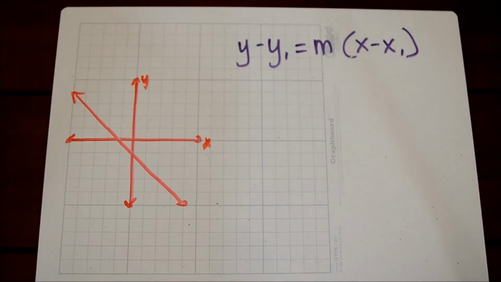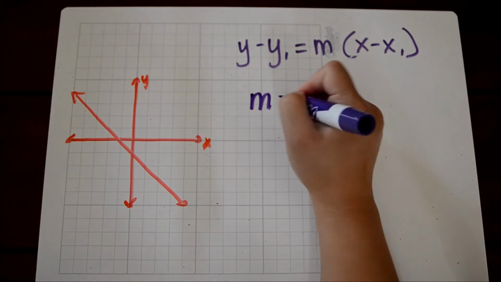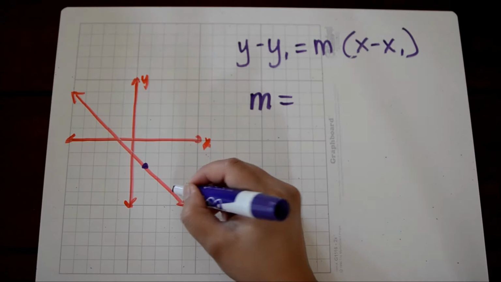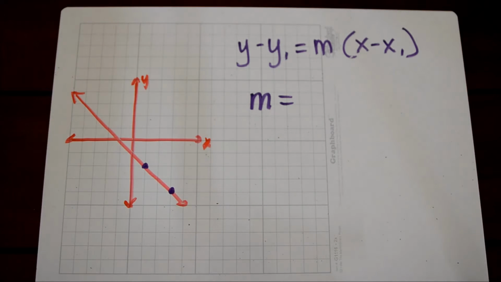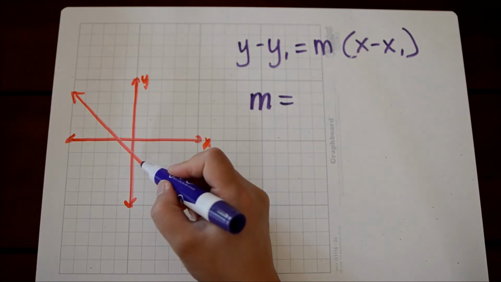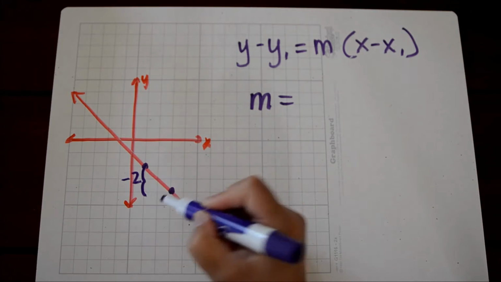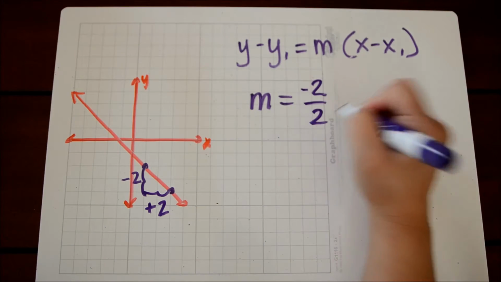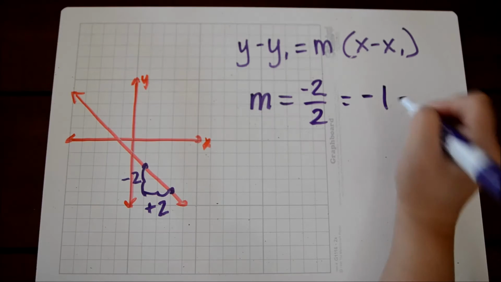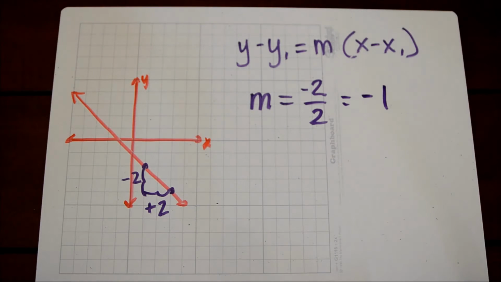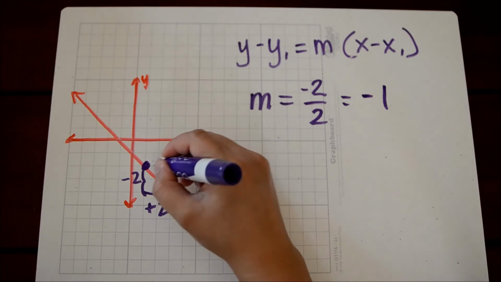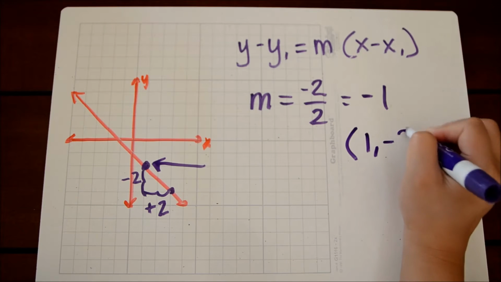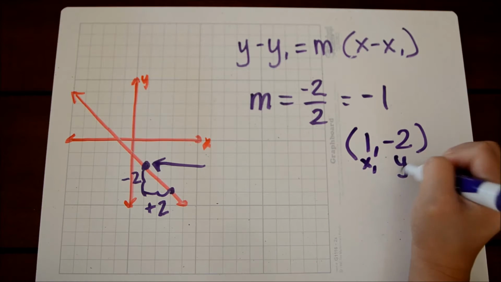Let's do another graph. So again, we're going to find our slope by identifying 2 points. So let's choose this one, and we have one right here. Calculate your change in y over change in x. We're going down 2, so that's -2, and then to the right 2, so that's +2. -2 over +2 can be reduced to -1. So our slope is -1. And we're going to identify one point. Let's just use this point right here. That is the point (1, -2). So that's going to be our x1 and our y1.